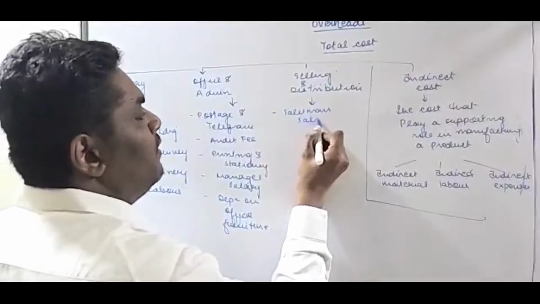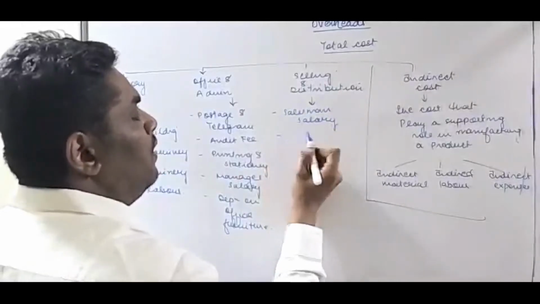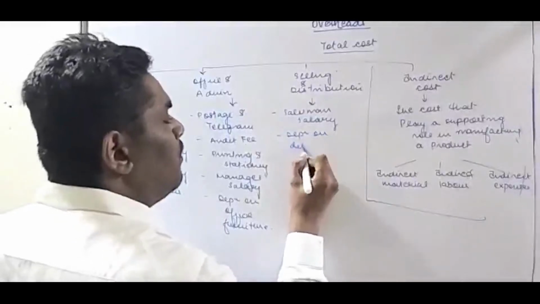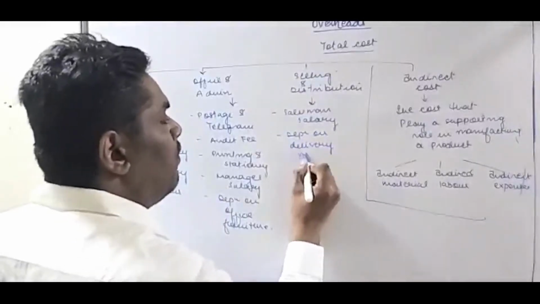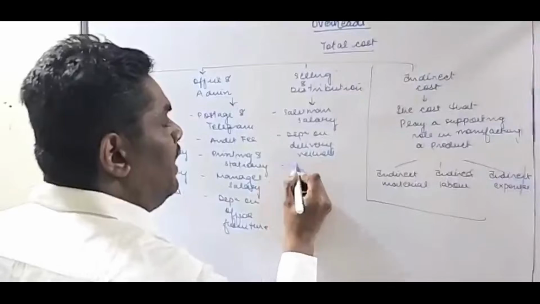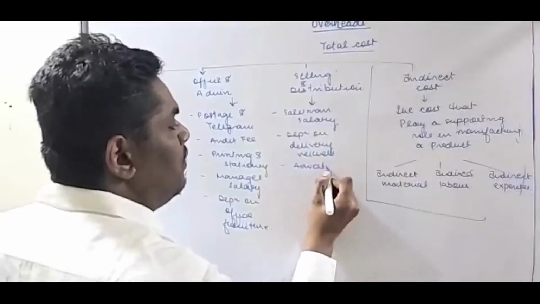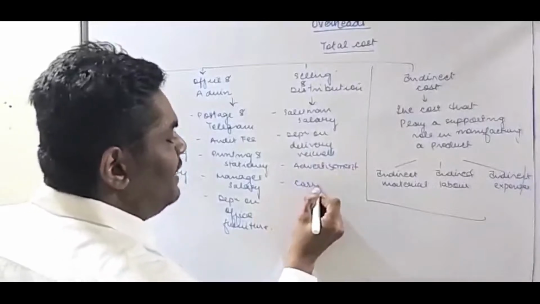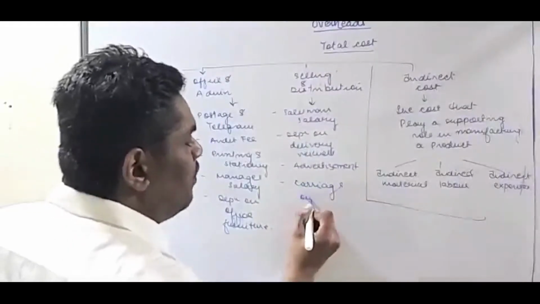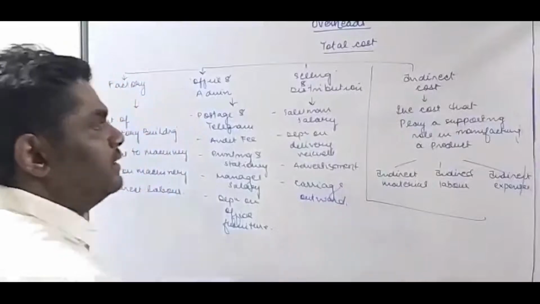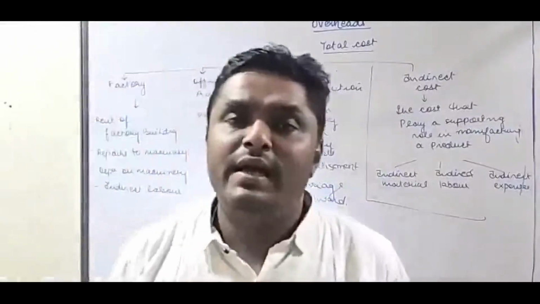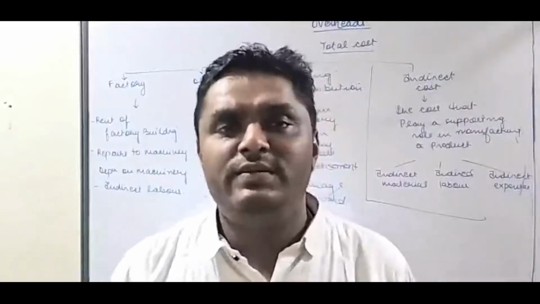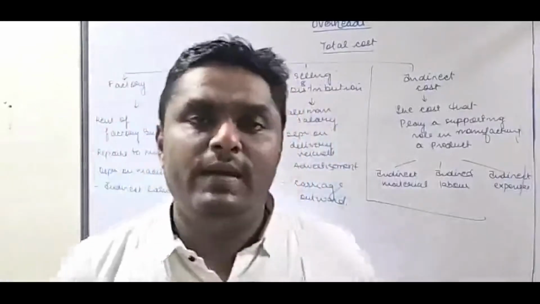When talking about selling and distribution, it can be salesman salary, depreciation on delivery vehicles, advertisement cost, and if carriage outward is given, then carriage outward. So these overheads can be at factory level, office and administration level, and selling and distribution level. So these are a few examples for your reference.